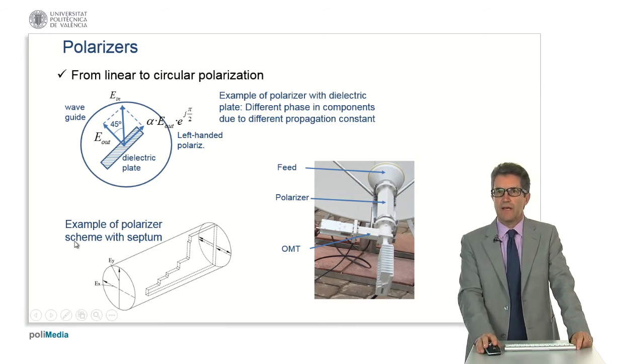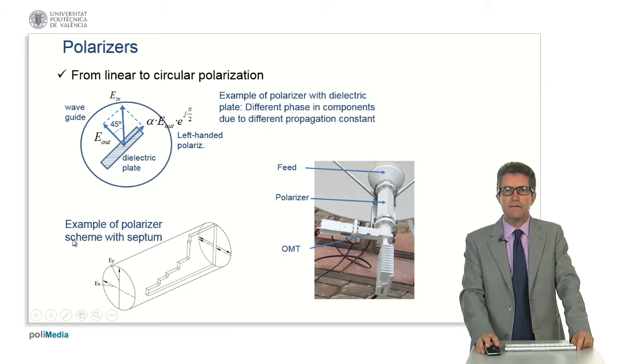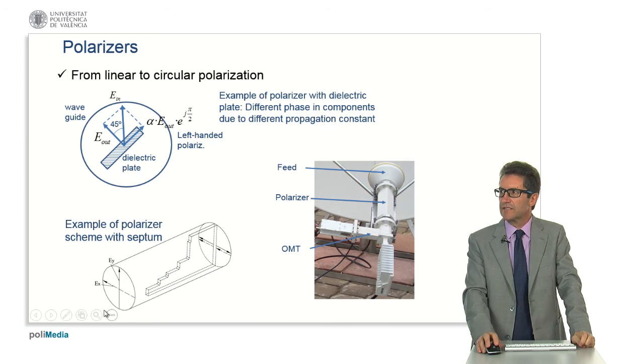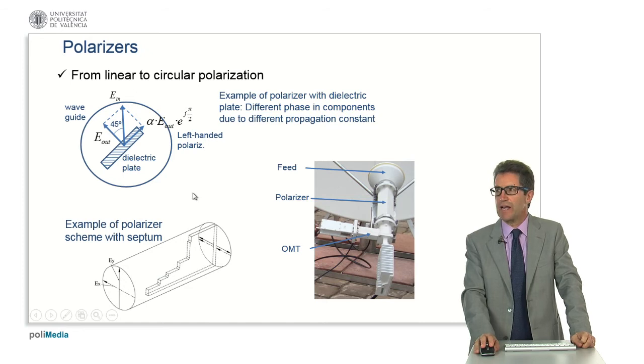Another element that is typically found in feeding reflector configurations is the polarizer. A polarizer is used when we need to transmit or receive in a circular polarization. In this case, it typically can be found close to the feed antenna. And there are different alternatives of design of this kind of polarizers.